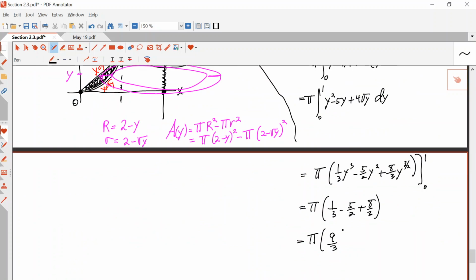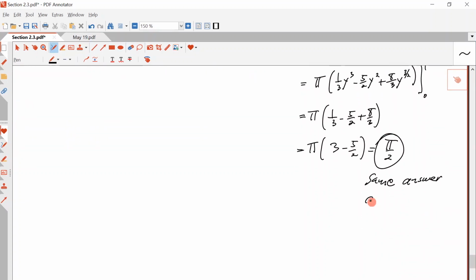This one is, oh, not 9/3, 1/3. Yeah, so 1/3 plus 8/3 is 9/3, so that's 3. Oh no, 3 minus 5/2 is a half, right? Yeah, so pi over 2. So, same answer as before, as it should be.